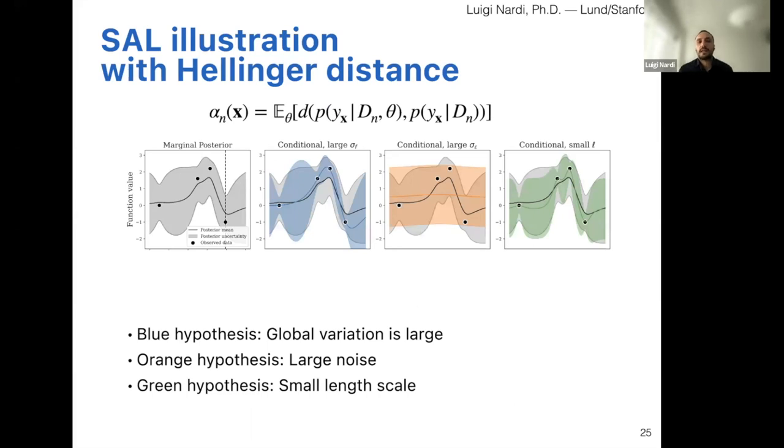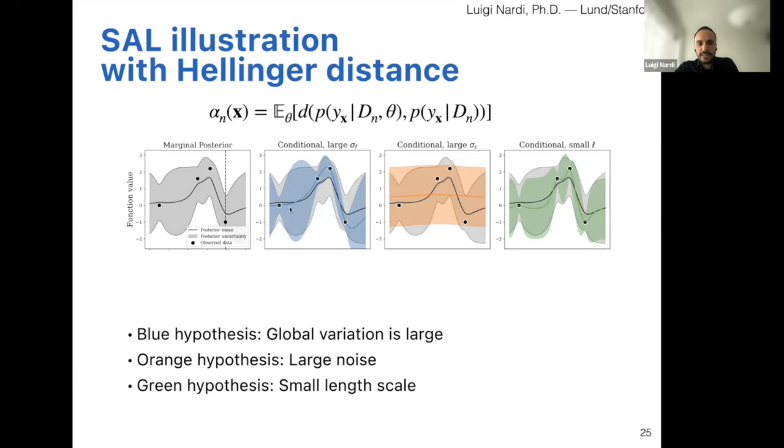So here is an illustration of this using the Hellinger distance, which means that we replace this D with the Hellinger distance. You can see something like this. These two pictures you've seen before in the previous slides. I'm adding these two additional pictures here. Here you have the marginal posterior, the GP on these four different observations. And here you see the same shape in gray.